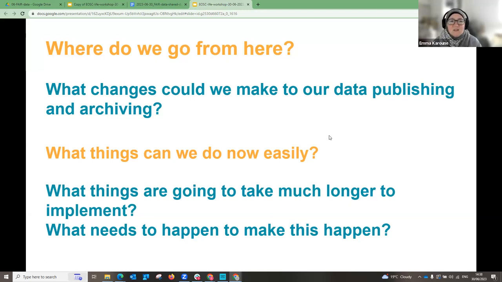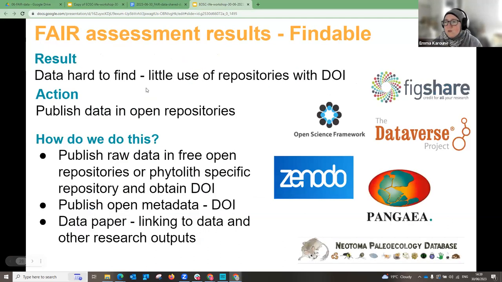So what we want to think about really is, like, where do we go from here? What changes could we make to our data publishing and archiving to kind of move towards being a more FAIR discipline in terms of our data? What things can we do now that would be easy for us to do? So, like, simple quick fixes to make things more accessible for us, and what things are going to take much longer to implement, and also for that much longer sort of harder thing, what do we need to do to get there, to get over any barriers that might be there? So this is where we're sort of starting to propose some things that we could do moving forward.